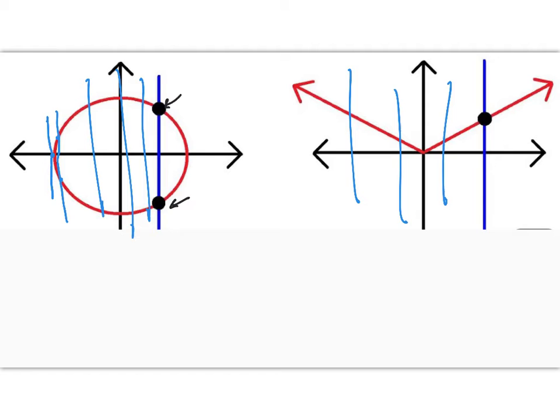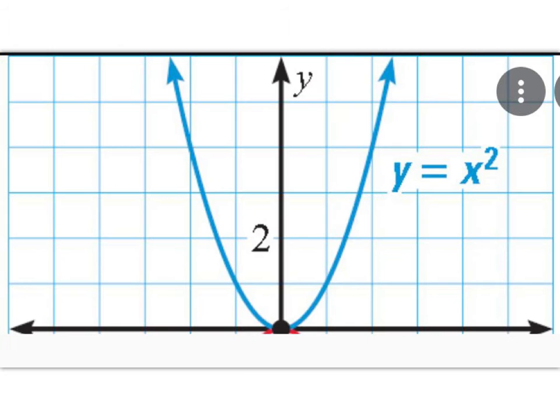I know some people are going to ask the question in math class, well, what if I put the line right here and it only touches in one spot? Technically, that line is outside of the range of the function. So let's just worry about lines that intersect in more than one spot. I wanted to show you what a vertical line test is.